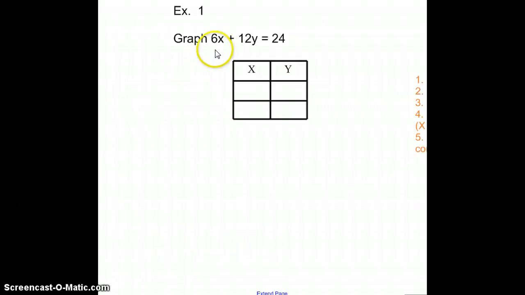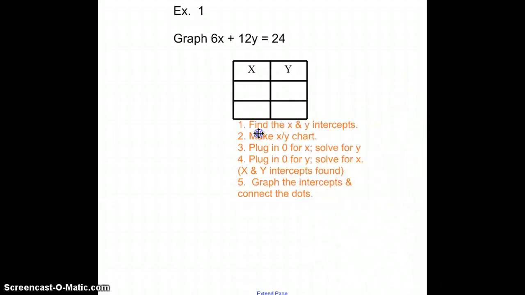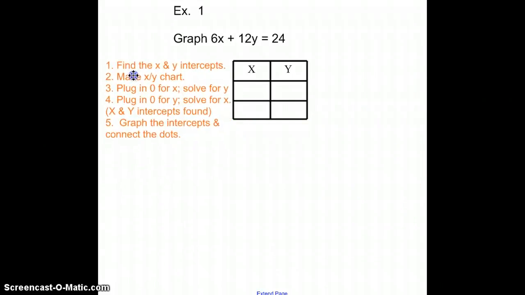Great. Now let's take a look here. Example 1. They want us to graph this equation, 6x plus 12y equals 24. Here's our list of rules that we need to follow. We're going to find the x and y intercepts. In order to do that, we're going to make our x-y chart, just as we did right here. First thing we're going to do, we're going to plug in 0 for x.